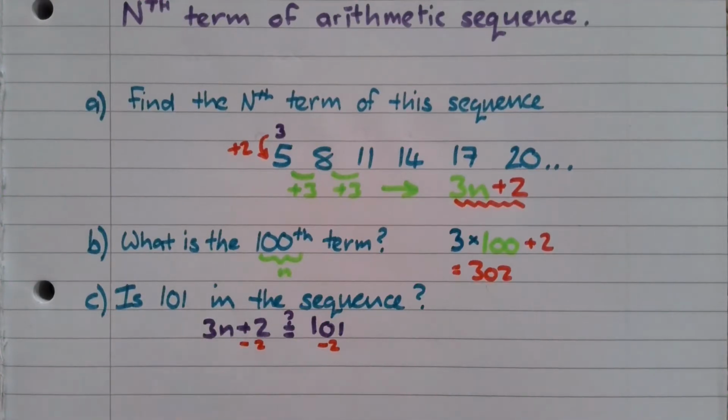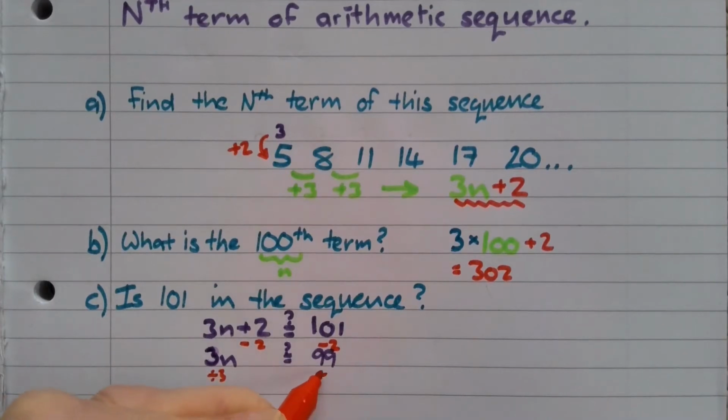If we add 2 and take 2 away, that's like adding 0. So we haven't got that anymore. So that's just 3n is maybe equal to 101 take away 2, which is 99. And then because touching means times, this is 3 times n. Do the opposite of timesing by 3, which is dividing by 3. So we're going to end up with, well, 3 divided by 3 is 1, but because it's algebra it's invisible, so 1n equals question mark, and 99 divided by 3 is 33.